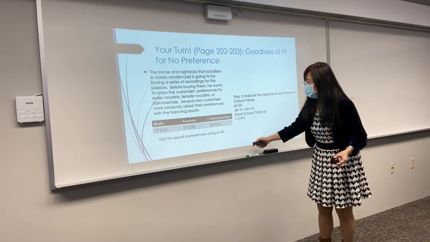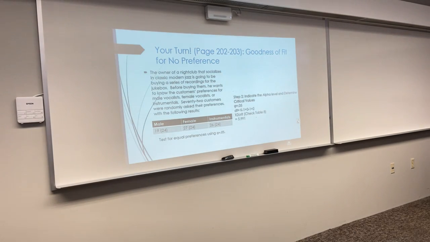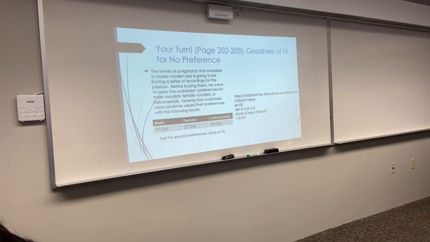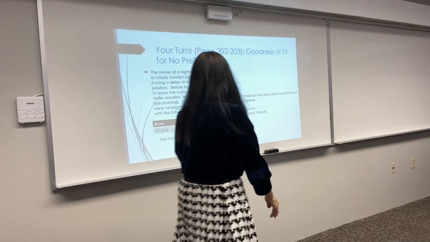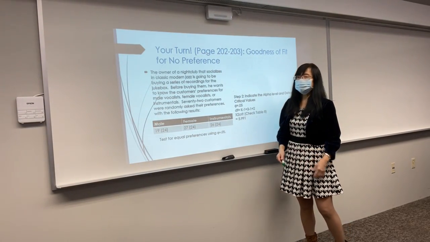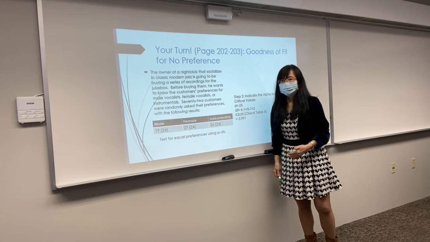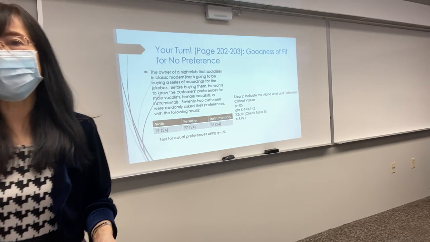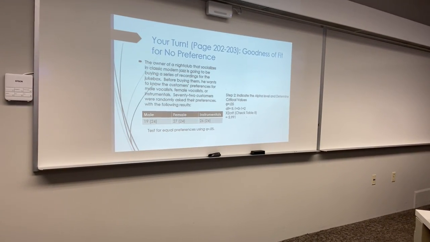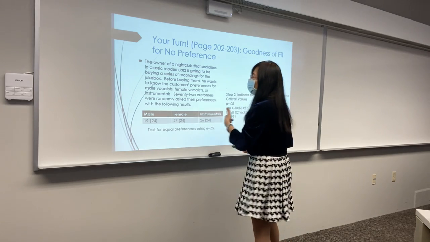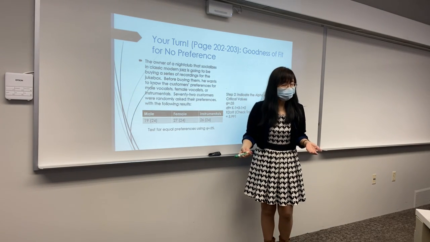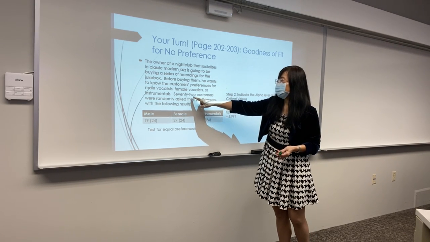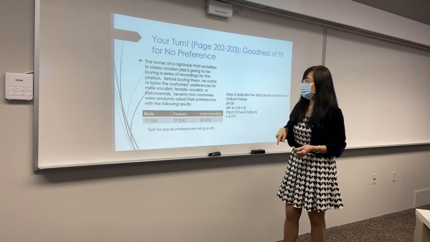Okay, so next one is from our book, Your Turn. Has anybody had a chance to work on Your Turn before you came here? So this one, the owner of a nightclub wants to see what kind of music people prefer. They want to buy a record and see if people like a male vocalist, female vocalist, or just instrumental. They have 72 customers and asked them their preference.